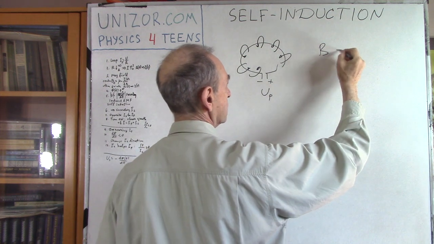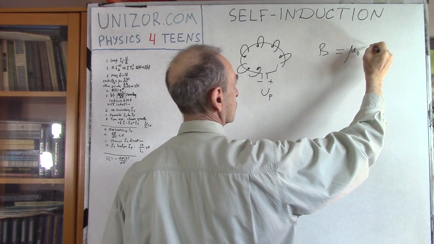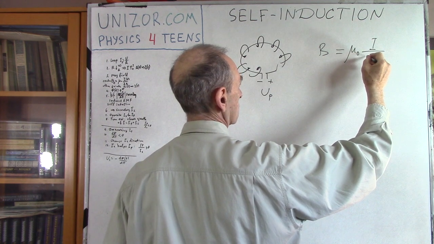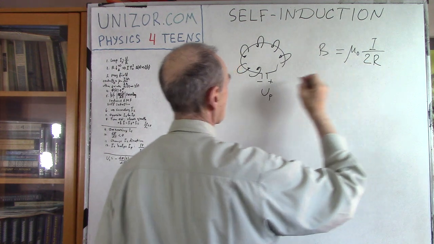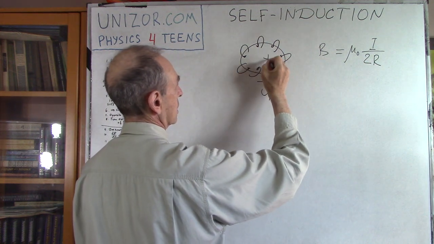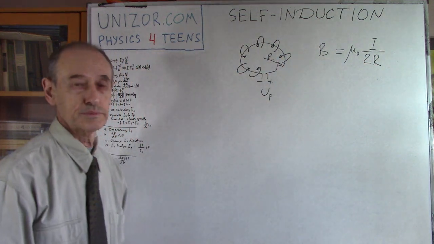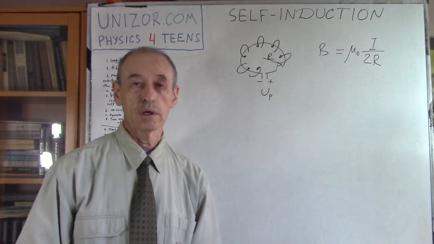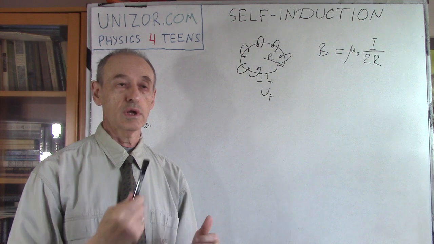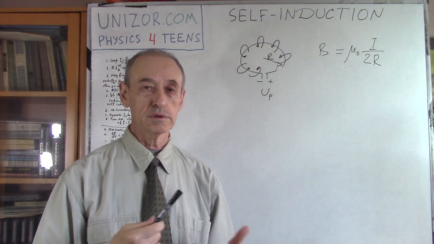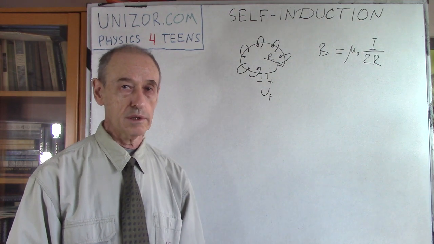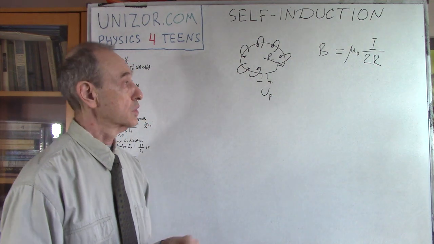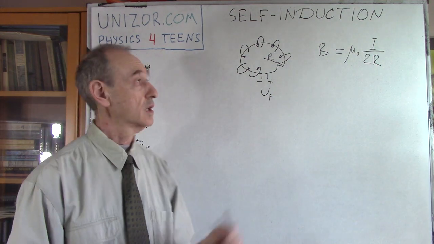And we actually did some calculations, and we have determined the intensity of the magnetic field as being equal to mu I divided by 2r, where r is the radius of the loop. So in a different lecture dedicated to the magnetic field generated by direct current, in this case current in a loop, we did derive this formula for the center.